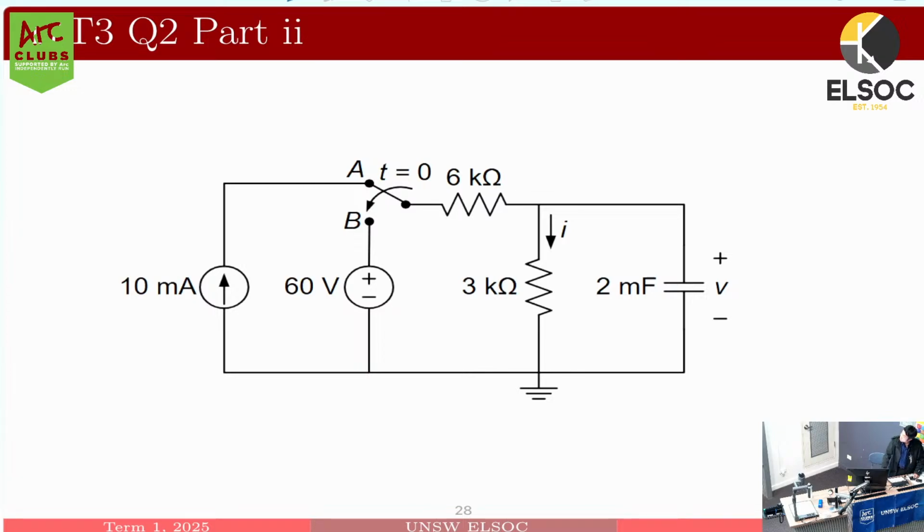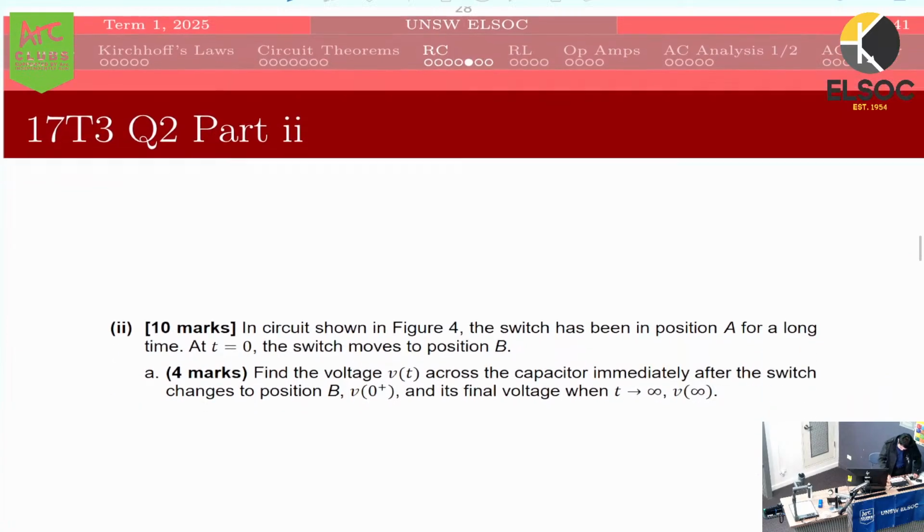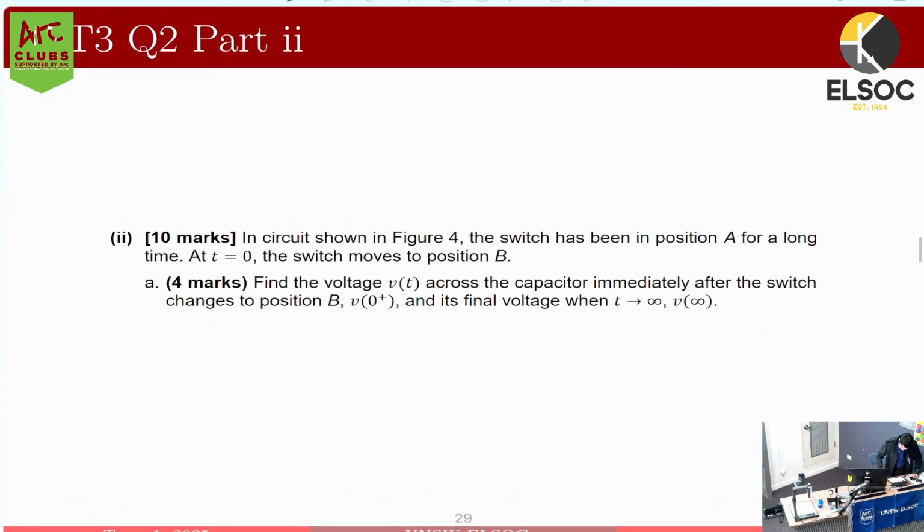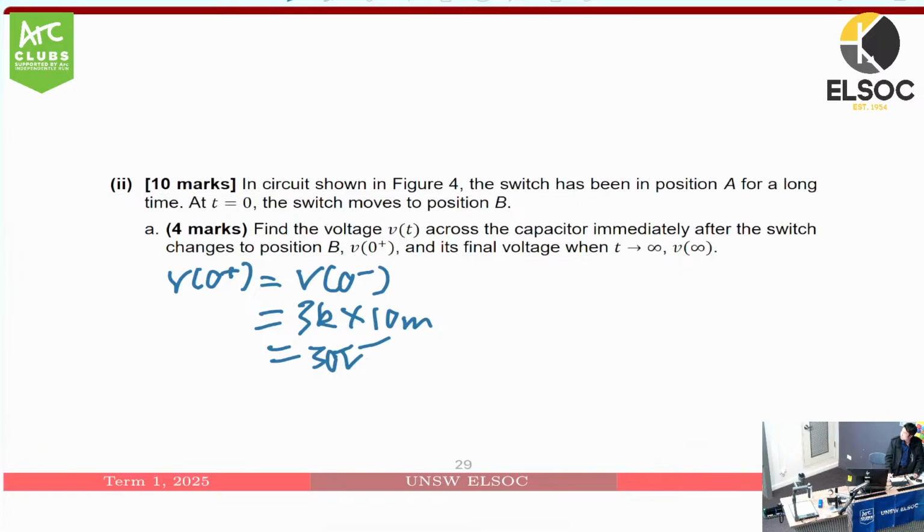So we're asked to find V. Wait. So for part A, we're trying to find VT immediately after the switch changes to B. So by the way, from the definition of a capacitor, can we all agree that V0 plus equals V0 minus? Yeah, because the voltage across a capacitor cannot change instantly. It's pretty simple. That's it.